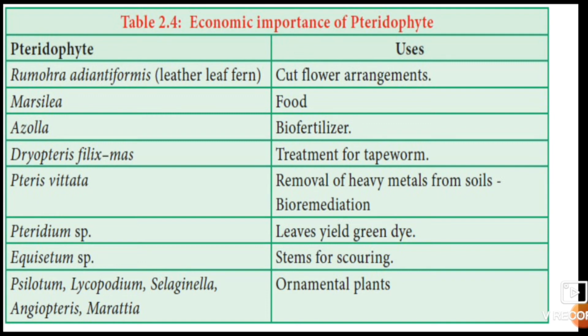Dryopteris filix-mas is used in the treatment of tapeworm. Pteris vittata is used for removal of heavy metals from soil, that is called bioremediation. Pteridium species leaves yield green dye. Equisetum species stems are used for scouring. Other examples: Lycopodium, Selaginella, Angiopteris and Marattia.